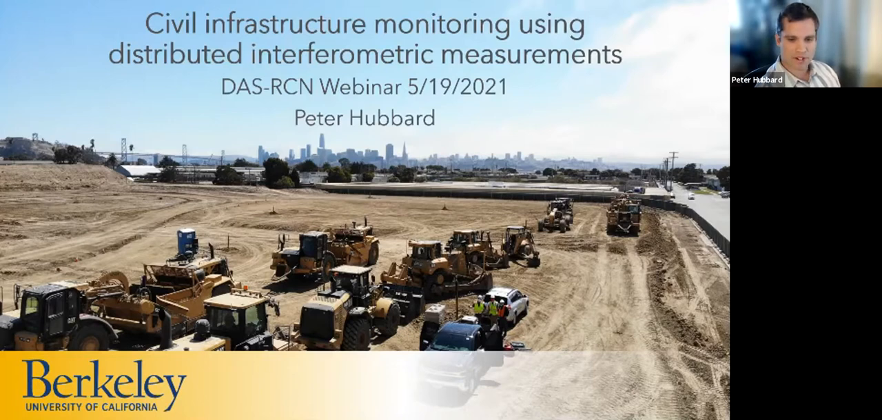I am from the University of California, Berkeley. We're situated in the beautiful San Francisco Bay Area. I assume you can see my slides, is that correct? I don't have any faces, but I'll take that as a yes. Great. As you can see, here's the San Francisco skyline that we get to see from Berkeley. And today I will be presenting civil infrastructure monitoring using distributed interferometric measurements. I want to talk a little bit more about the specific sensing technology that we refer to as distributed acoustic sensing, and then discuss two projects of implementation.